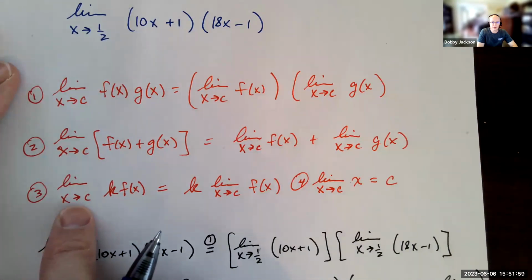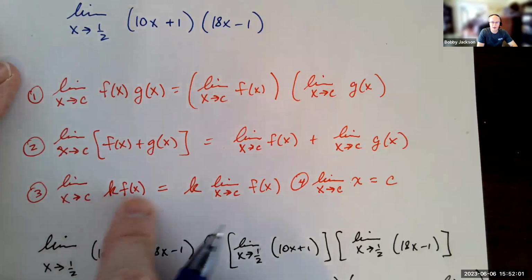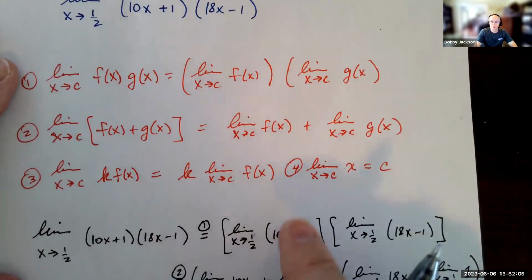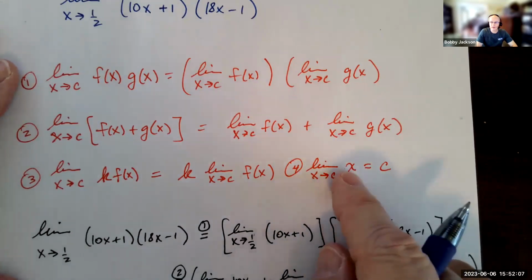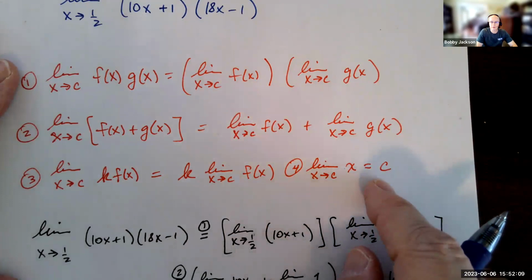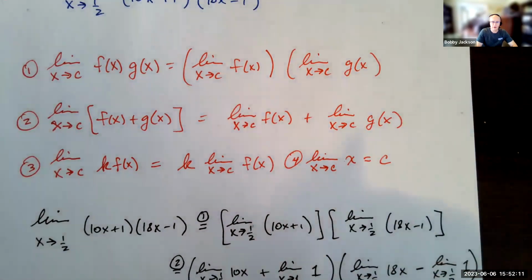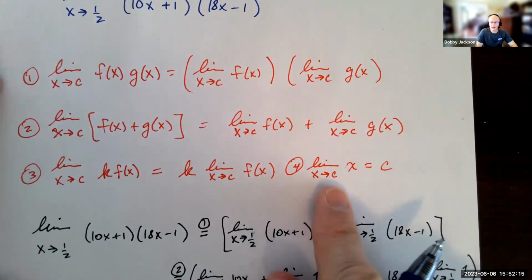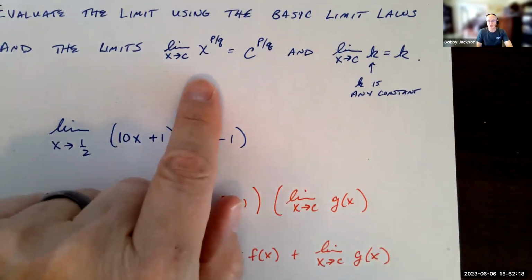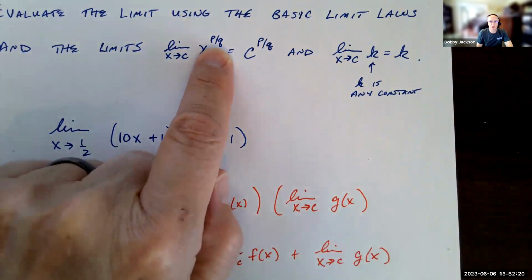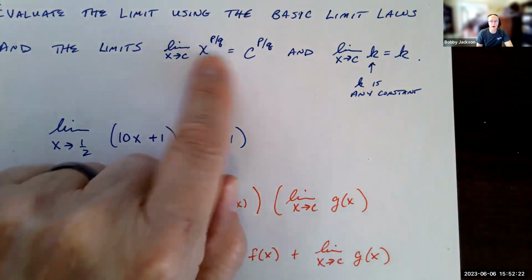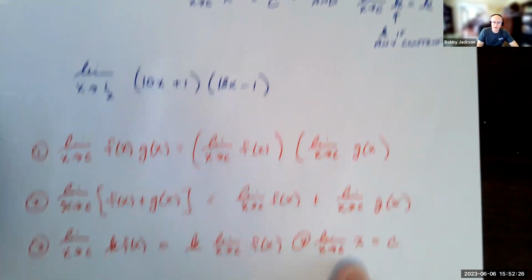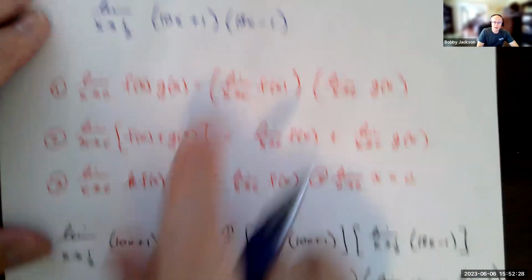Number 3, the limit as x approaches c of any constant times a function is just the constant times that limit, again, provided this limit exists. And then number 4, the limit as x approaches c of x is just c. So these were the basic limit laws. This was an application of that, because if p over q is equal to 1, x to the first power, we really have that. So I'm being redundant there. That's that same limit.